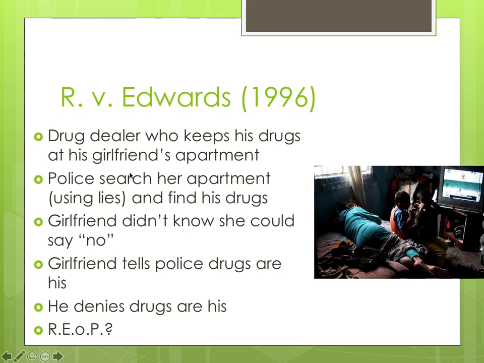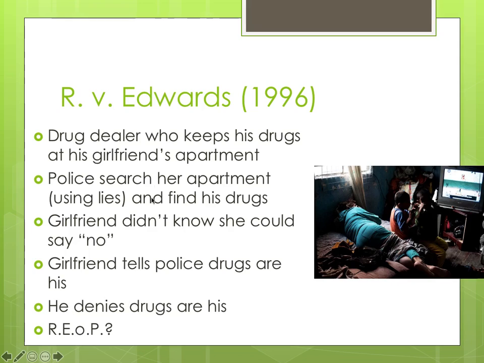So they went to her apartment, and at her door, they lied to her and essentially set it up so that they got a consent search out of her without her realizing that she had a right to say no, without her realizing she didn't have to let the police into the apartment. And so they got in. They found the boyfriend's drugs. And the girlfriend even said, yeah, those belong to my boyfriend, Mr. Edwards. Now, when he was arrested, he denied that the drugs were his.